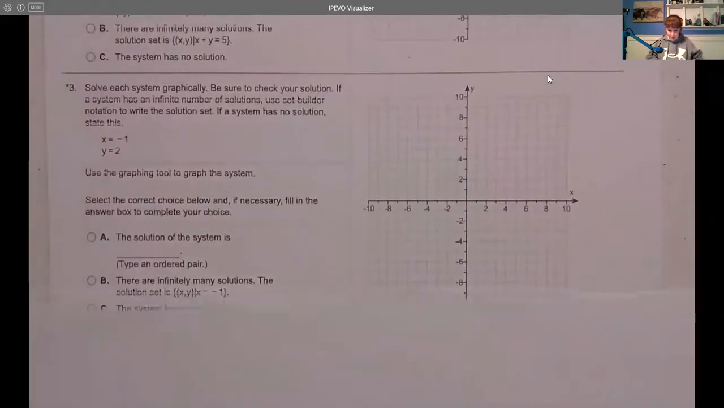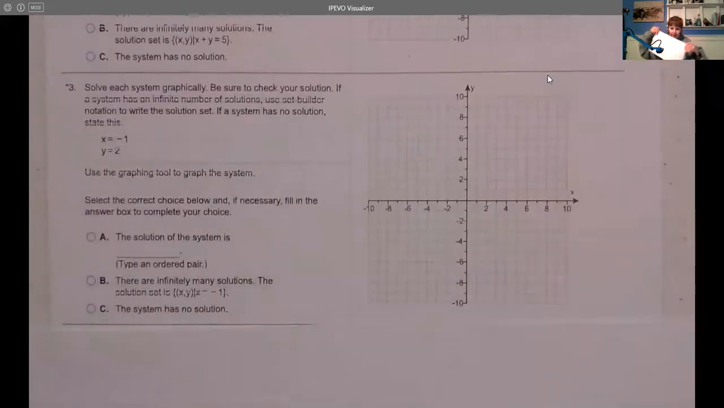Looking at this one, this is similar. This is a kind of a copy of your homework. Let's see. Okay.